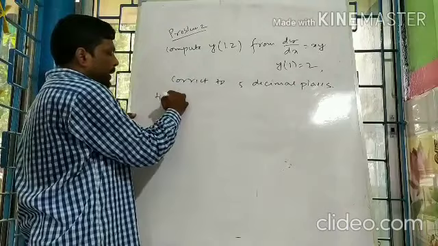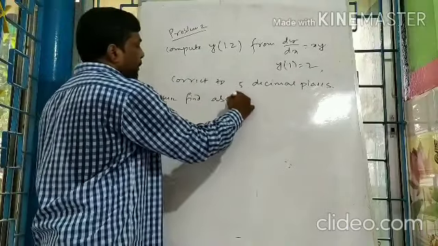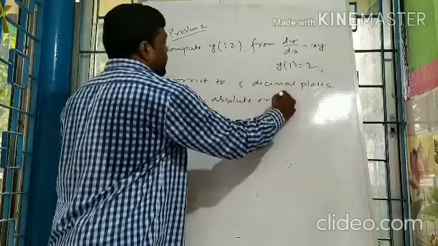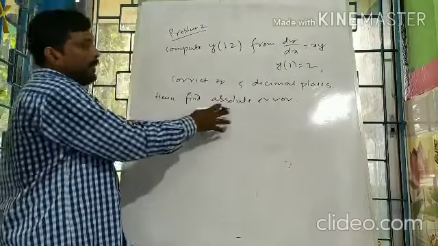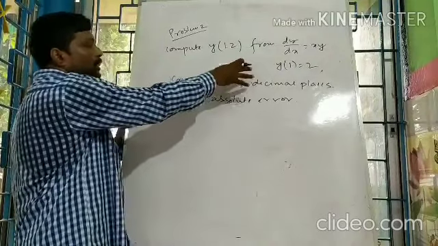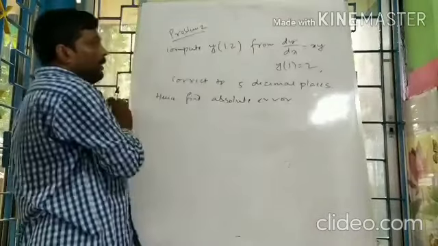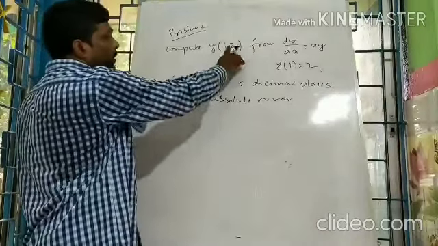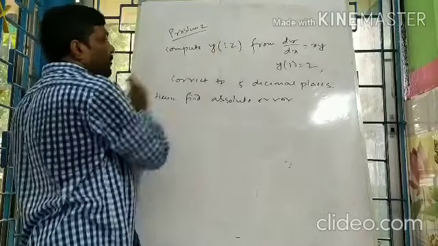Hence find the absolute error. So you have to find the exact value and the approximate value. The approximate value comes from this differential equation using the Taylor series method, and we can solve this differential equation and calculate the exact value at the point x equals 1.2.